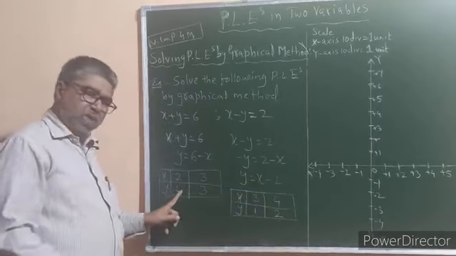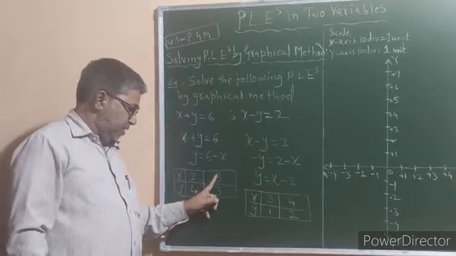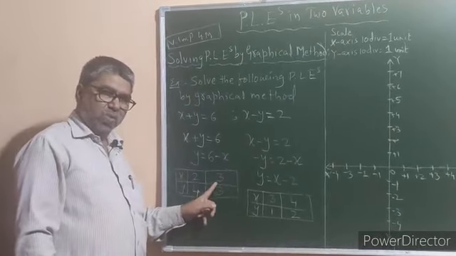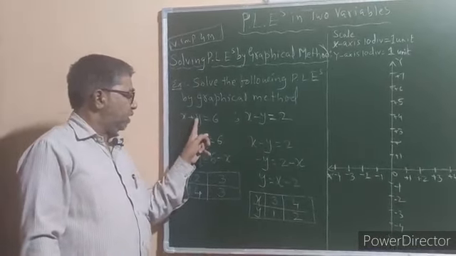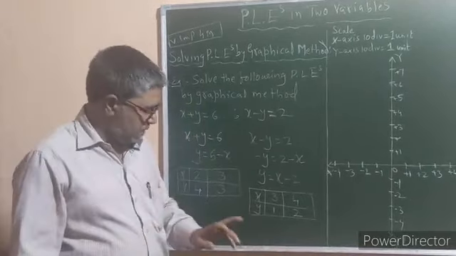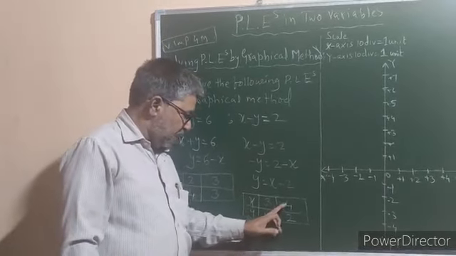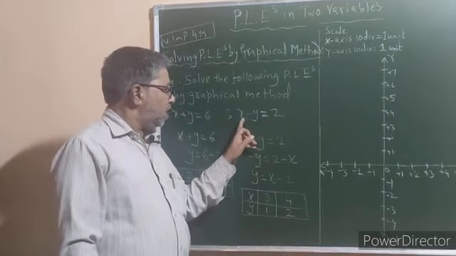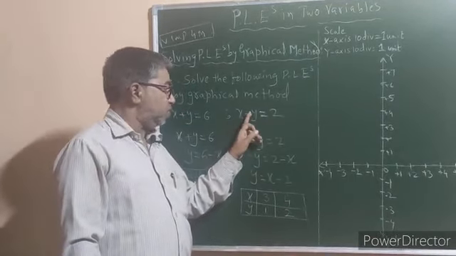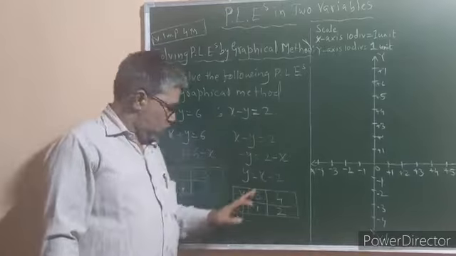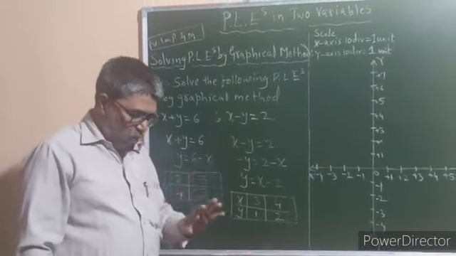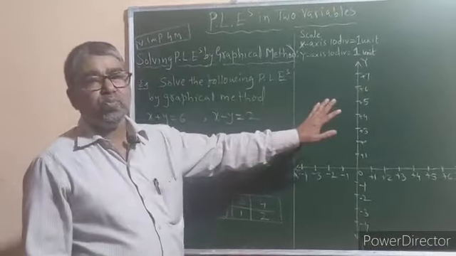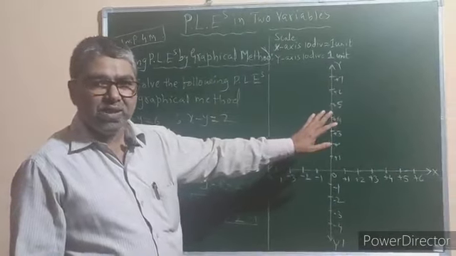So (2, 4) is the first ordered pair and (3, 3) is the second ordered pair for the equation x plus y is equal to 6. Similarly, (3, 1) and (4, 2) are the two ordered pairs for the second equation, x minus y is equal to 2. Now all these four ordered pairs are to be plotted on graph sheet.